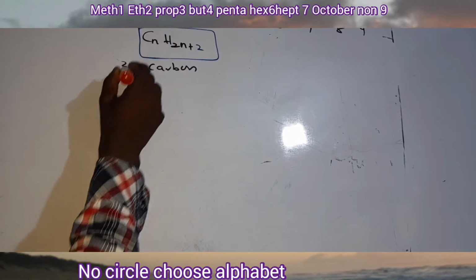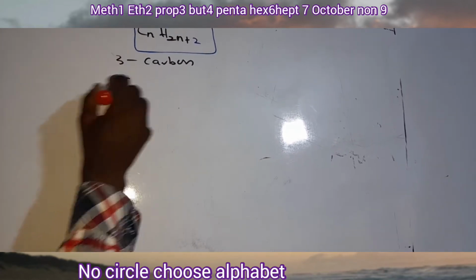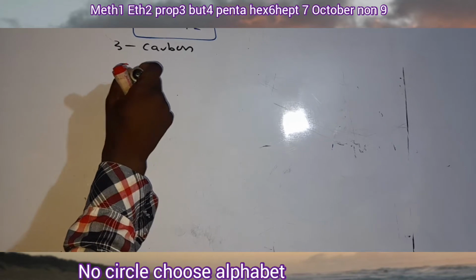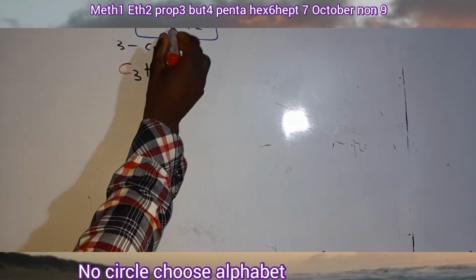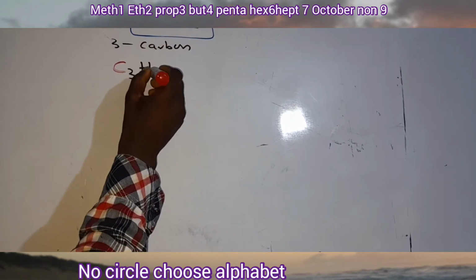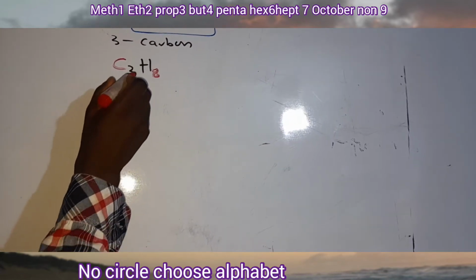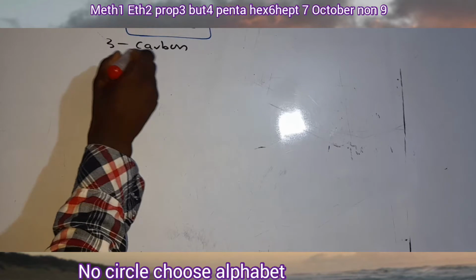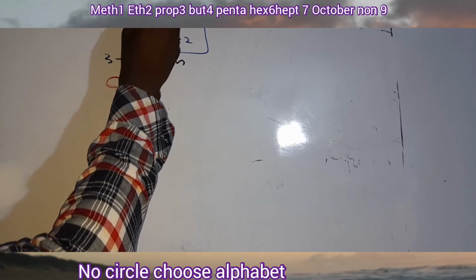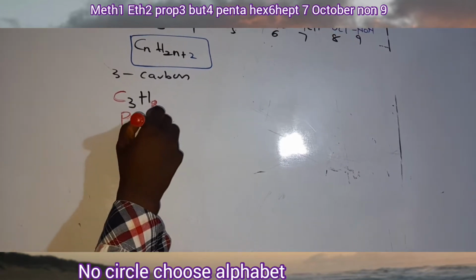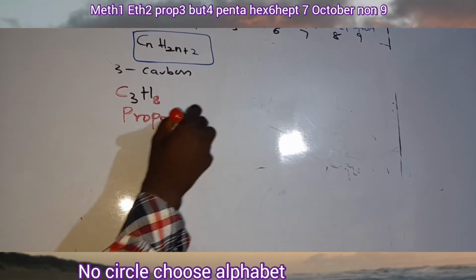So it means we are going to have C3H, and the H will be 3 times 2 gives you 6, plus 2 is going to give you 8. So this is going to be the compound. What will be the name? If the carbon is 3, we say it starts with prop, so the name is going to be propane.